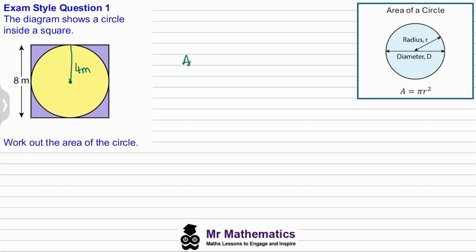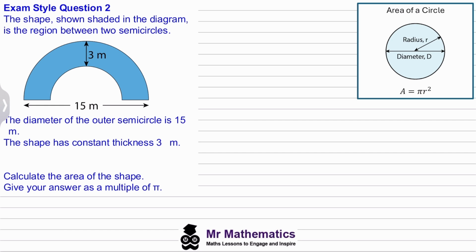So the area of a circle will be pi multiplied by the radius squared, which will be 16 pi. Okay, I'm going to leave that as a multiple of pi. If we try question 2.